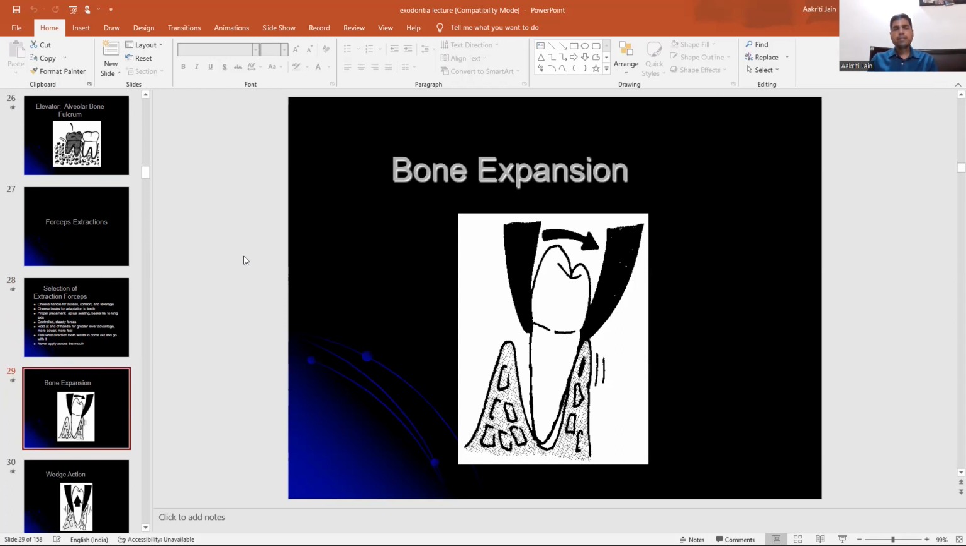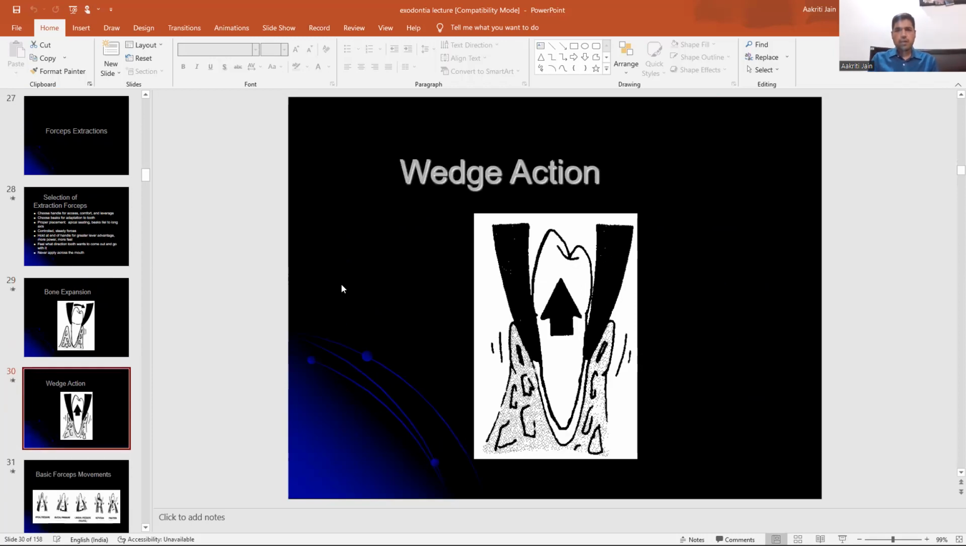This is how the bone expansion takes place when you properly seat the tooth. You can very well see that this is how the bone is expanded and the tooth is moved freely inside the socket, and this is where the tooth is delivered out. The forceps beaks are made in such a way that they create a wedge between the tooth and the alveolar socket, and because of this wedging action, the tooth movement is very easy.